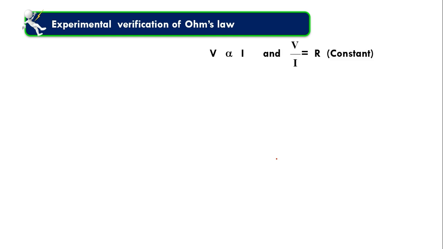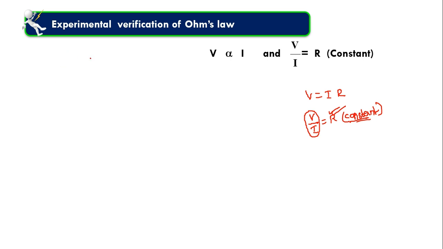Look here, V is directly proportional to I. Then if you remove the proportionality constant, V is equal to IR. Then if I goes to the left hand side, it becomes V by I is equal to R, which is constant. Is it right? So this is what we call resistance. So we have to prove that the ratio of voltage to the current is always constant. Okay, that is the resistance.